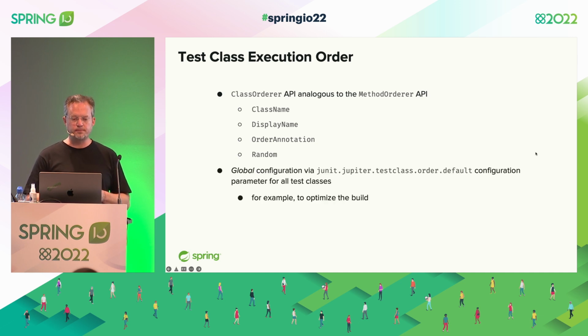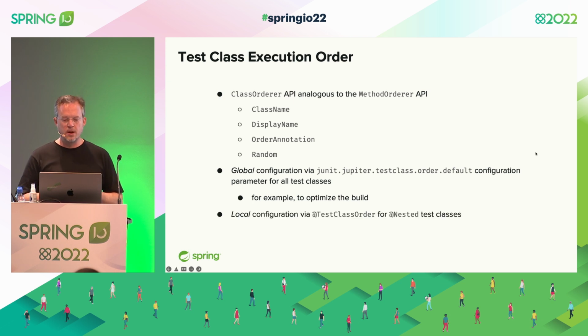Now if you want to configure this, it doesn't make any sense to do this on a class level for normal test classes. So there's a configuration parameter called JUnit Jupiter test class order default, where you can set the fully qualified class name for your orderer. For example, if you wanted to optimize the build, if you wanted to somehow track which tests were taking longer and maybe run the slower ones first or the faster ones first, whatever, it's up to you.